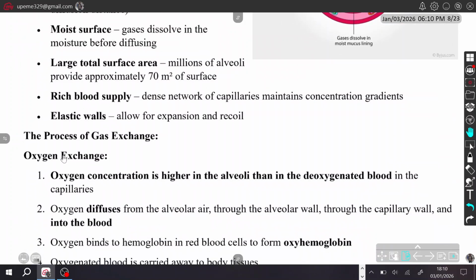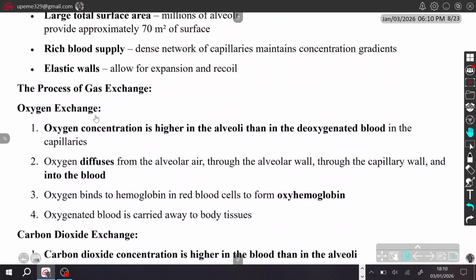Okay. Now let's talk about the process of gas exchange. How does it happen? We are saying oxygen exchange. Oxygen concentration is higher in the alveoli than in the deoxygenated blood in the capillaries. So the blood in the capillaries is deoxygenated, meaning it doesn't have oxygen, whilst the alveoli has a higher concentration of oxygen. That's why I'm saying the oxygen concentration is higher in the alveoli than in the deoxygenated blood in the capillaries.